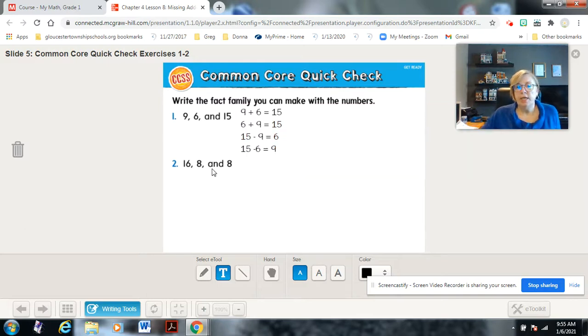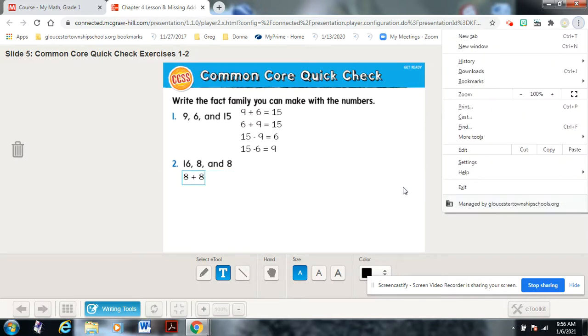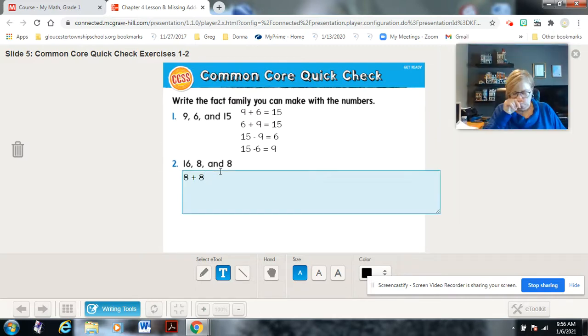Now, let's look here. 16, 8, and 8. All right, let's try doing our math sentences here for our fact family. And again, addition. That's right, 8 plus 8 equals 16. Oops, I touched something wrong. All right, excuse me. Equals 16.